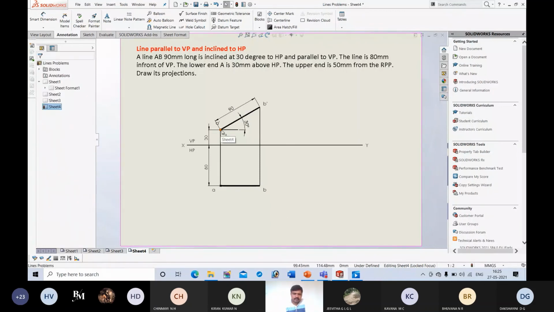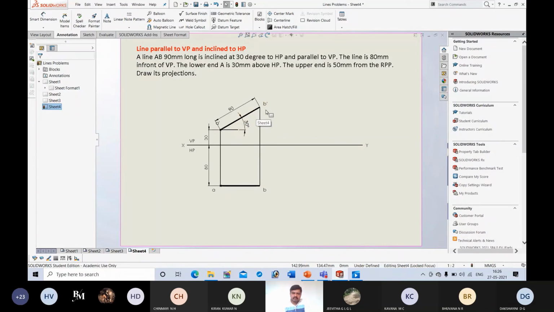Okay, first we have to locate point A in front view because we know lower end A is 30 mm above HP. So I can locate front view 30 mm above HP. Then I know the length of the line is 90 mm, and since it is parallel to VP, the view on VP, that is front view, will have true length, that is 90 mm. And since the line is inclined at 30 degree, it should be an inclined line having 30 degree inclination. So draw a 90 mm length line inclined at 30 degree, that is the front view.